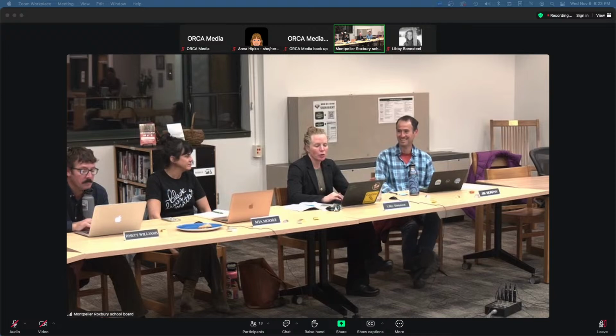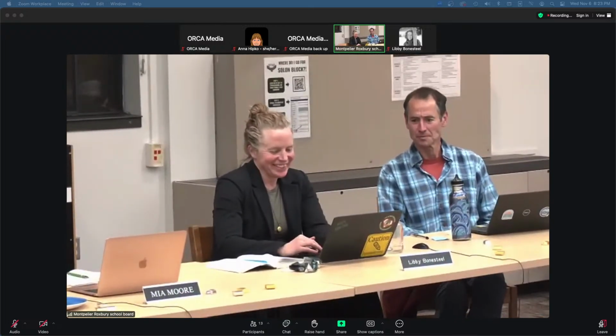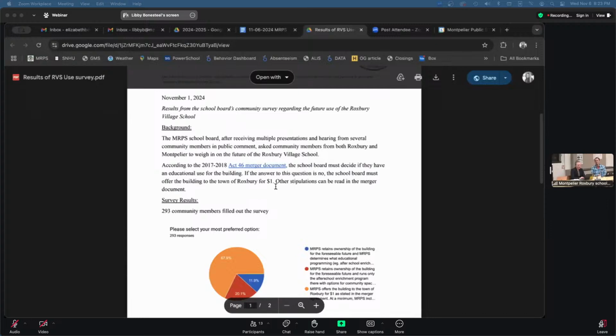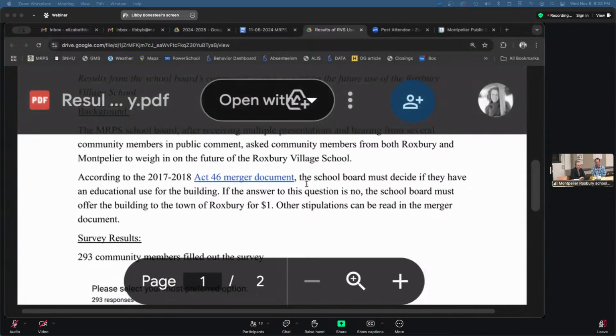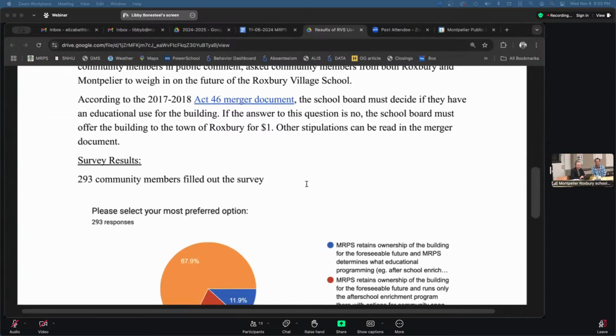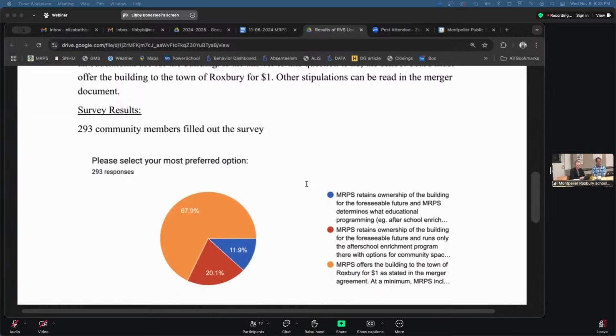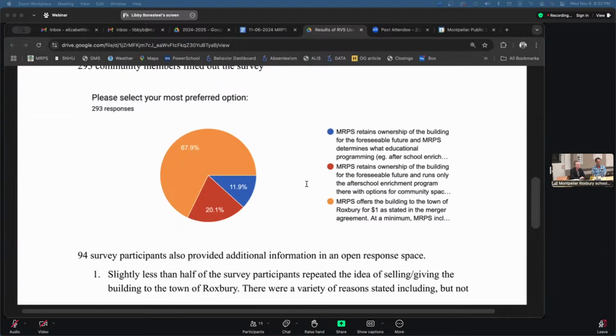Okay, so the board has an overview of the survey that was conducted. Let's see if we can make this bigger. Just a little background, the merger document is linked in there in case anybody is interested in that. 293 community members filled out the survey. This is the result of that: 67.9% leaned toward MRPS offering the building to the town of Roxbury for $1 as stated in the merger agreement.